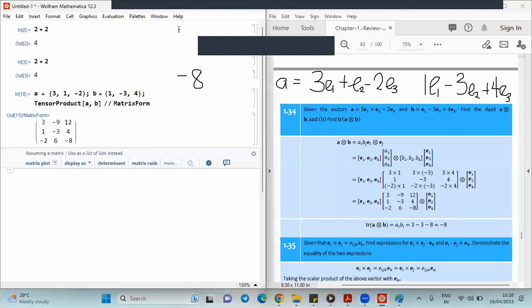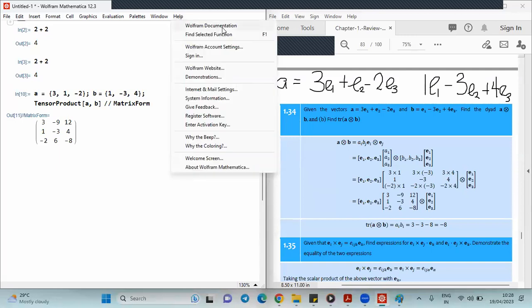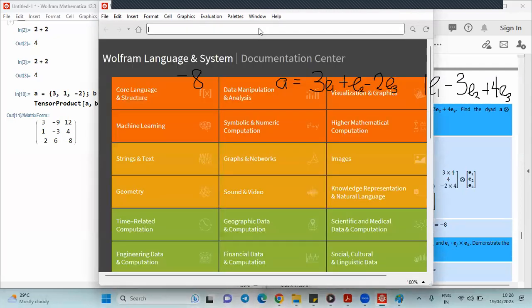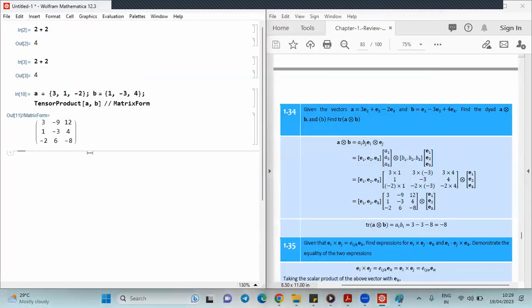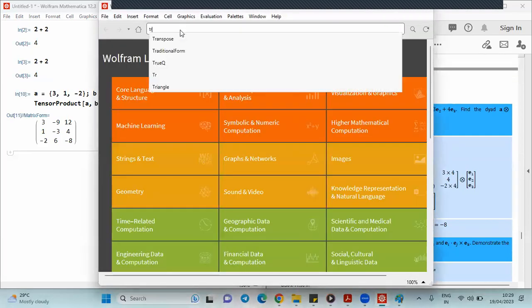The command for trace, in fact, let me teach this for people who haven't seen Mathematica before. When you don't know how to find trace, or how to get a particular command you're looking for in Mathematica, you go to the help section and you go to documentation. Let me wipe my board, sorry. So remember, you go to the help section. Let's say you want to find the trace, but you don't know the command that is used to find trace. You go to help, you go to Wolfram documentation, and you just type here, trace.